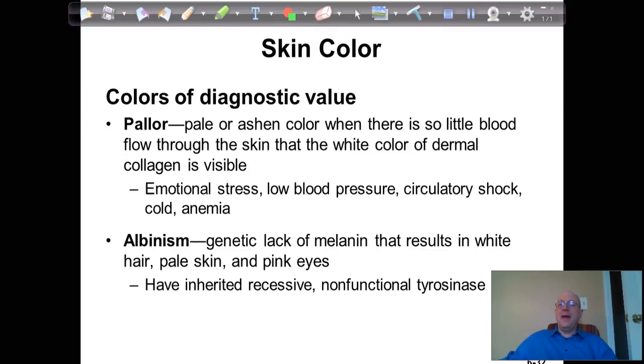If a person has pallor, pale or ashen color, where there's so little blood flow through the skin that the white color of the dermal collagen is visible, this means that a person is going pale. So if a person has an emotional shock, suddenly the color may drain from their face, as is written in many bits of literature. That's pallor. Right? Emotional stress, low blood pressure, or circulatory shock, cold, or anemia could cause that to happen.